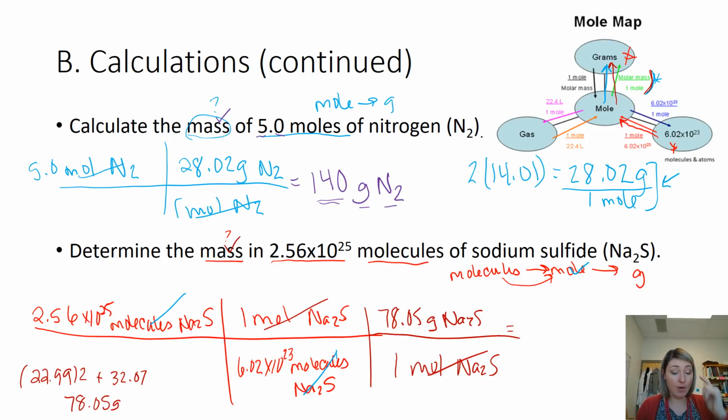So now I'm going to multiply 2.56 times 10 to the 25th times 1 times 78.05. I'm also going to multiply across the bottom, and then I'll divide the top by the bottom. So what you get at the end should be 3,320 grams of sodium sulfide. Okay, I rounded to 3 significant figures because I was given 3 significant figures in my original problem.